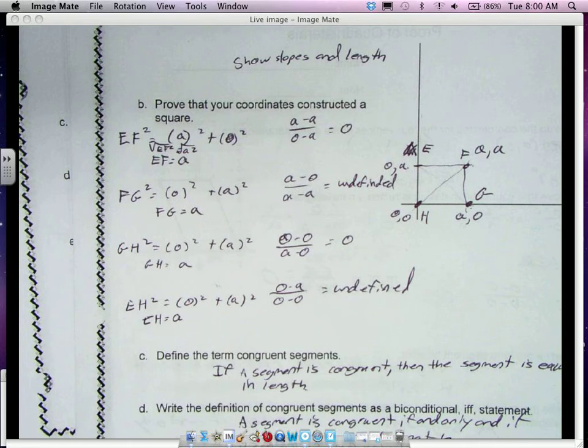The slope of E to F was 0. The slope of FG was undefined. 0 and undefined means they're opposite reciprocals or perpendicular to each other, right? Because 0 is on the top for one, 0 is on the bottom for the other. Opposite reciprocals. GH is 0 and EH is undefined. So we've got 2 sets of parallel sides, and we've got perpendicular consecutive sides, and they're all the same length, so we know it's a square.